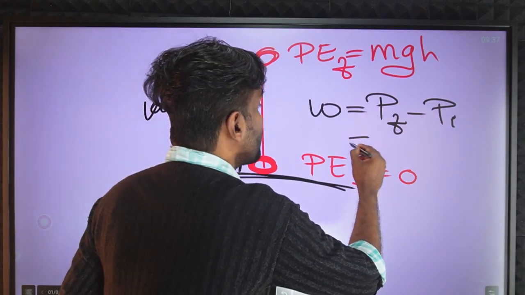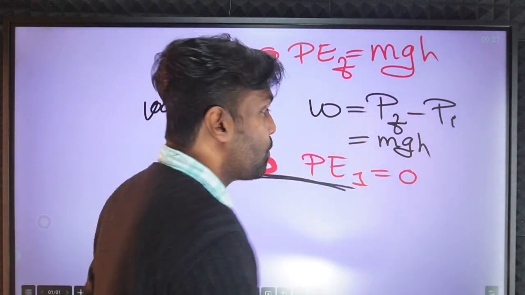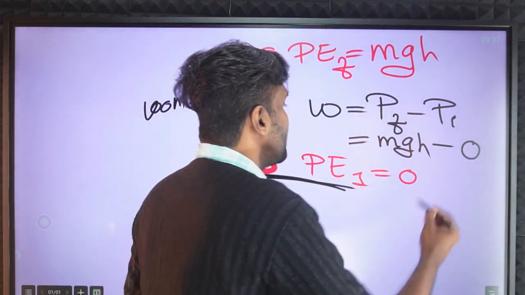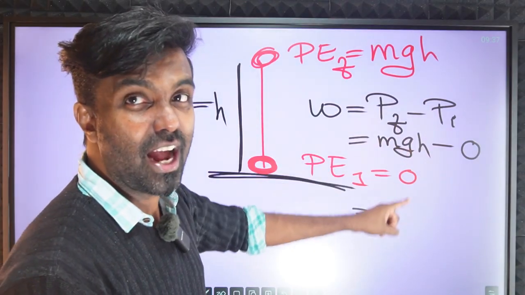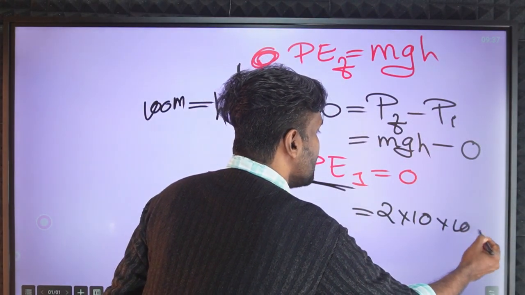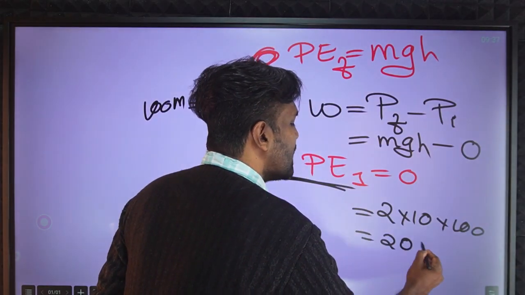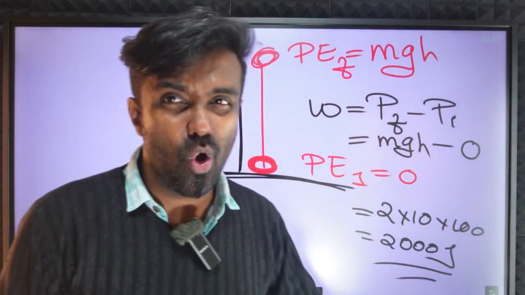What is the final potential energy? mgh is the final potential energy, and what is the initial potential energy? Here we have 0, guys. And please look here, mass is given as 2 kg, so 2 into 10 into 100. That should be your work done, and 2000 joule is your work done, guys. Okay.